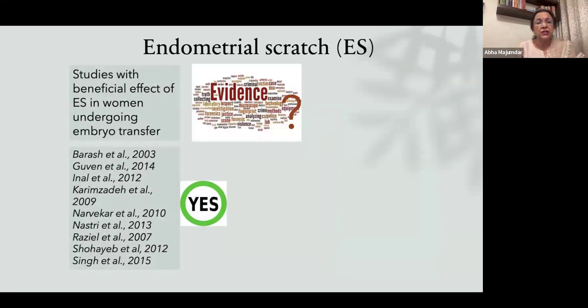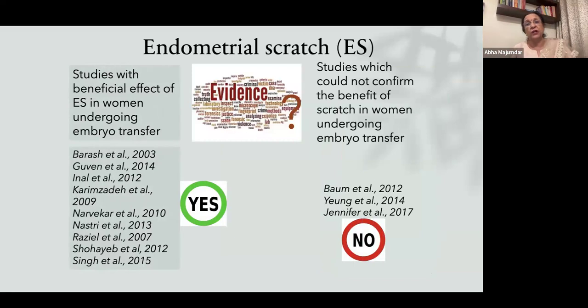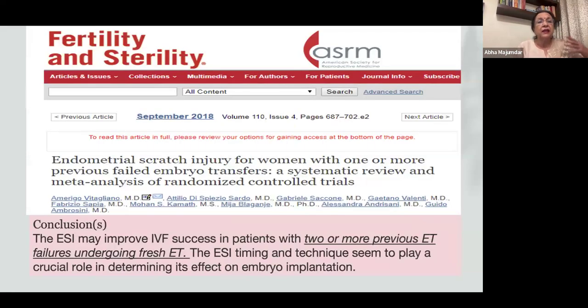So endometrial scratch, what is the evidence? So many studies said, yes, it's good. So many studies said, no, it's not good. There's no effect. Then in which year was this? In which year?